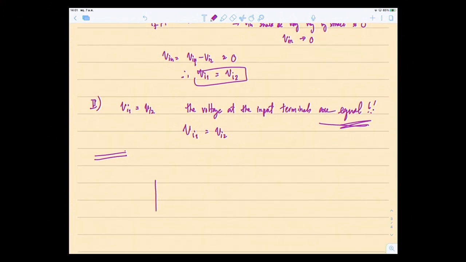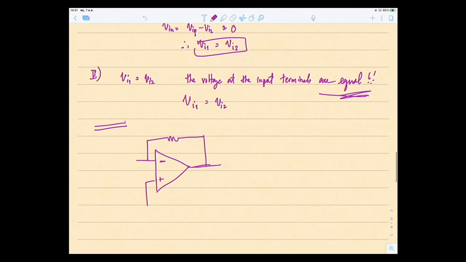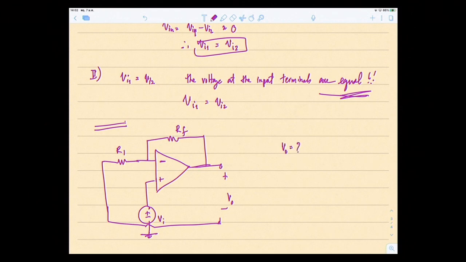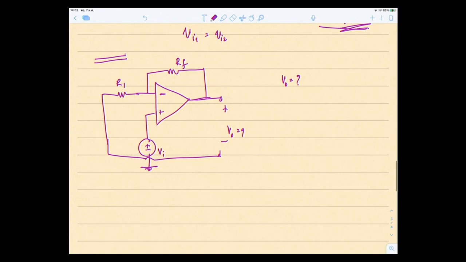If I have this circuit right here, an op-amp connection, I want to find V out. What is V out equal to? Right here, the output voltage. Ideal op amp.